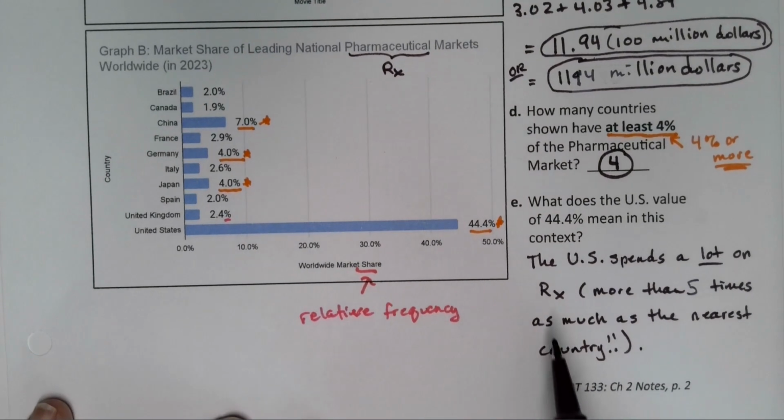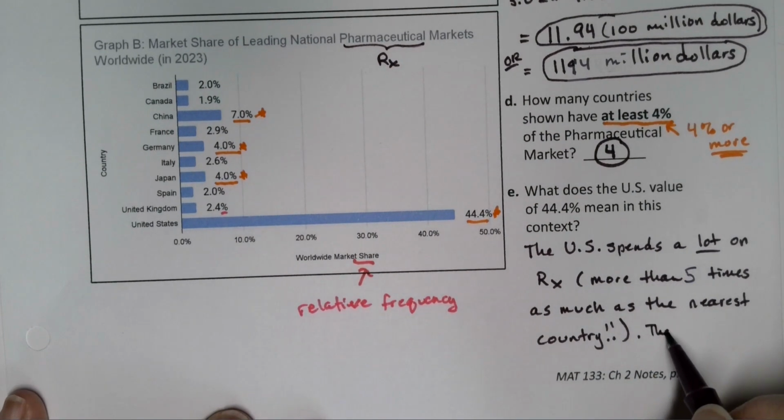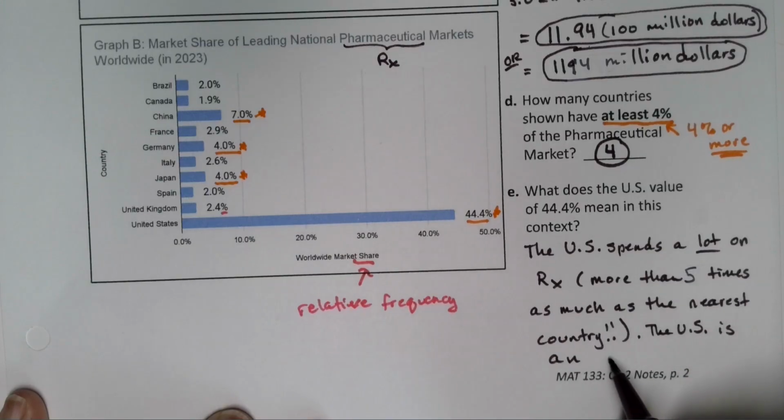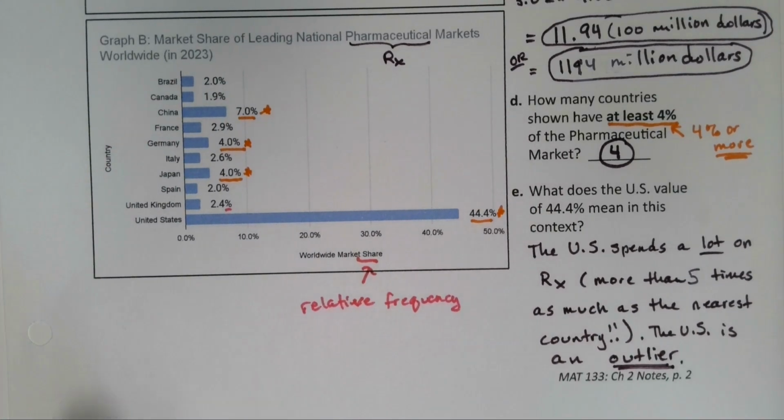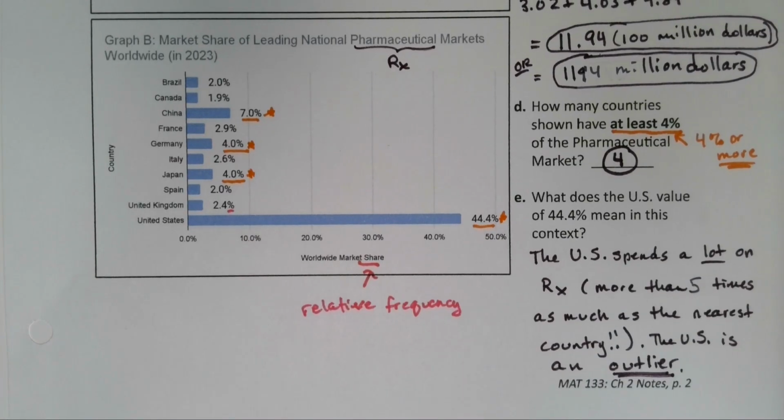So the US is actually an outlier, which is a topic we'll get into more in the next chapter. But it means that we lie far out from the rest of the world in terms of pharmaceutical spending. We spend way more on prescription drugs as a country than any other country. China, with over 1 billion people, spends less than we do.